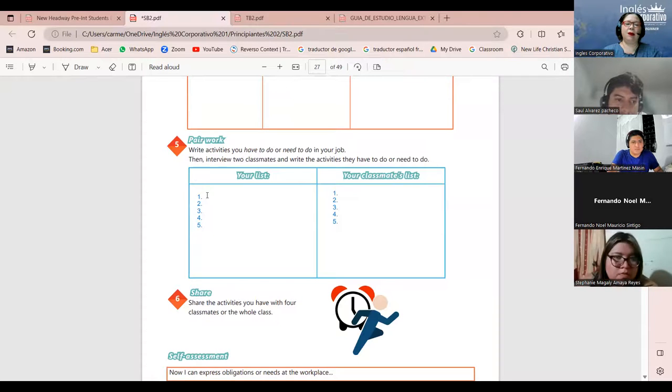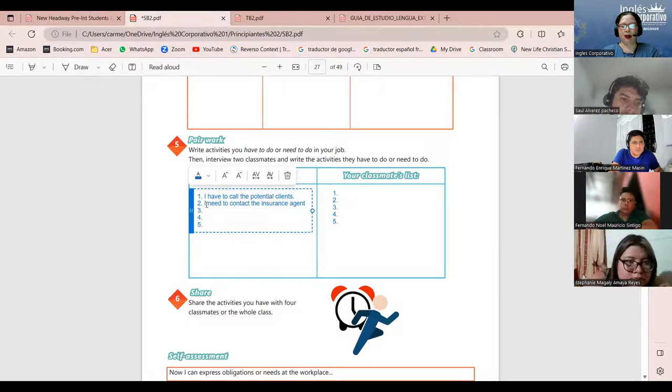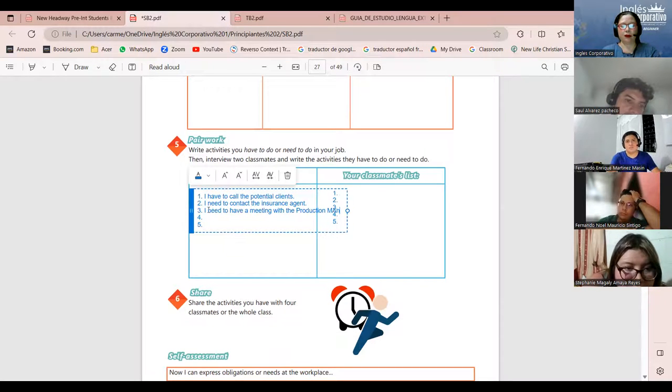For example, this is an example. I have to call the potential clients. Remember, this is vocabulary from this class, right? I have to call the potential clients. Now let's look at, I need to contact the insurance agent. Let's say I need to have a meeting with the production manager, right? Whatever you have to do, whatever you need to do, you are going to make a list of 5 activities. So let's go everybody to the breakout rooms and let's make this list.